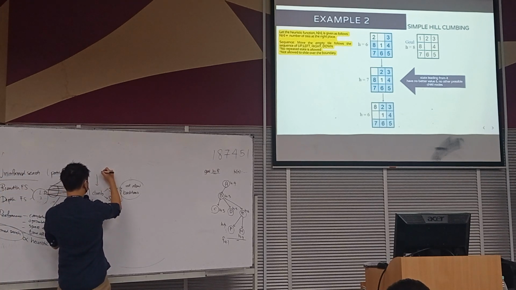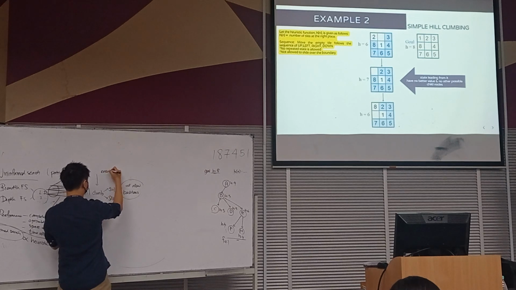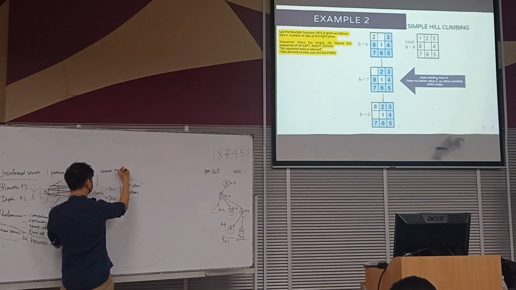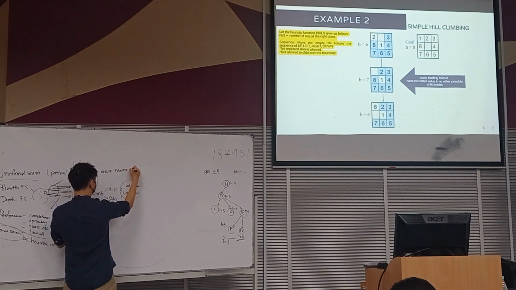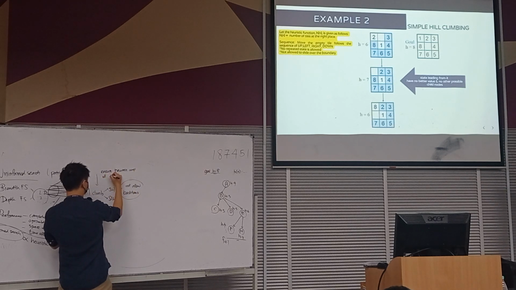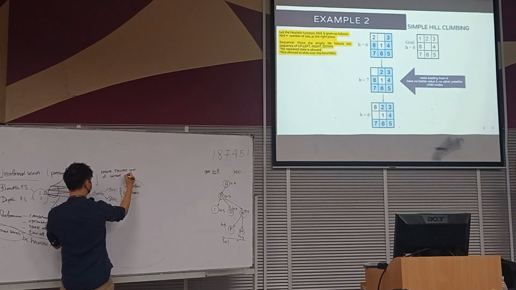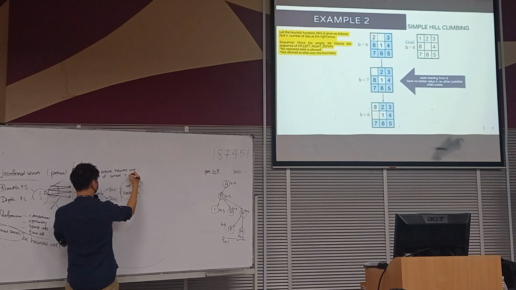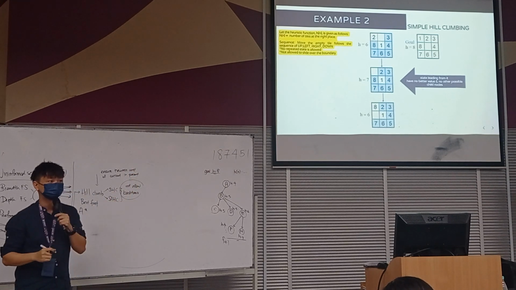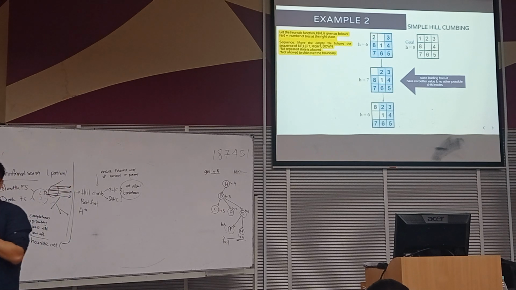For these algorithms, the heuristic cost of the current state must be better than the balanced one. Then we only proceed. Else, you cannot continue. Okay? Else, you cannot continue.